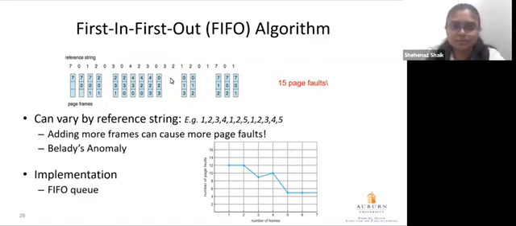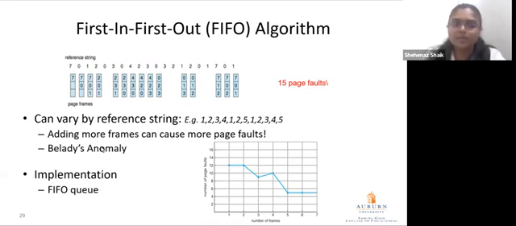As you can see here, the FIFO approach is pretty simple to implement. We should be able to simply implement it using a queue, a FIFO queue. So it is a simpler concept, simpler to understand, and simple to implement as well.